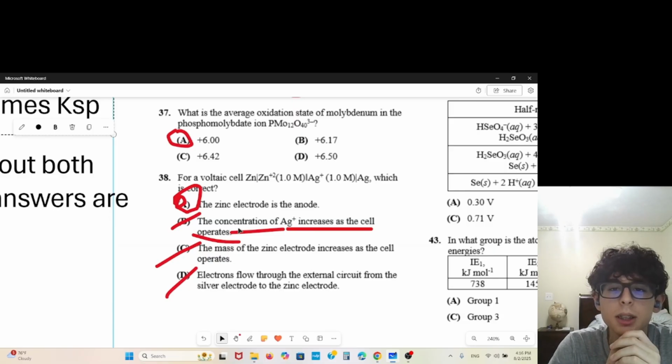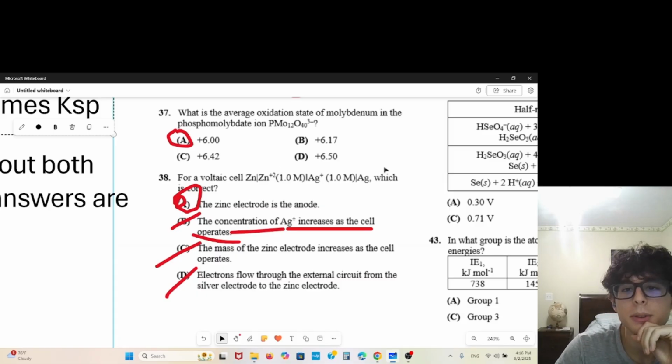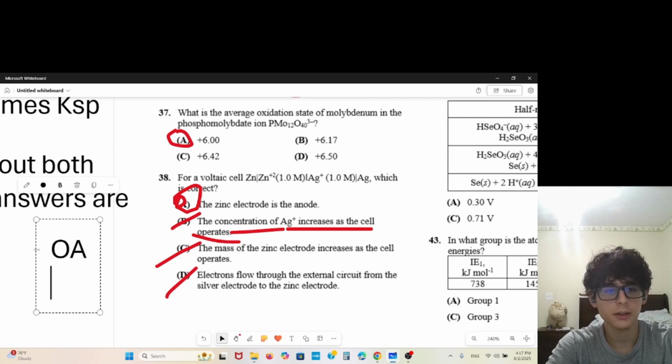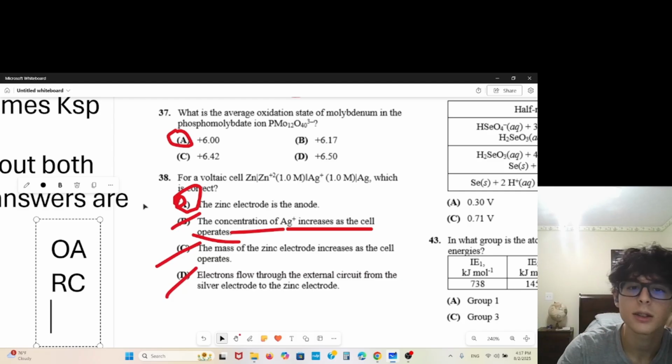Simple question, voltaic cell. Well, zinc is being oxidized because its oxidation state is increasing, and silver is being reduced because its oxidation state is decreasing. So remember the rule: oxidation at the anode, vowels; reduction at the cathode, consonants. So yeah, others are just wrong.